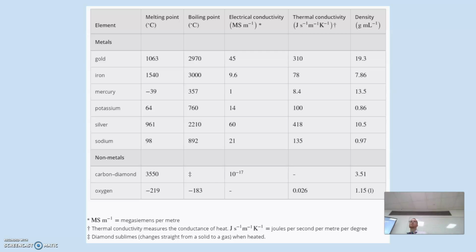Look at a periodic table. Notice where gold is. Notice where silver is.